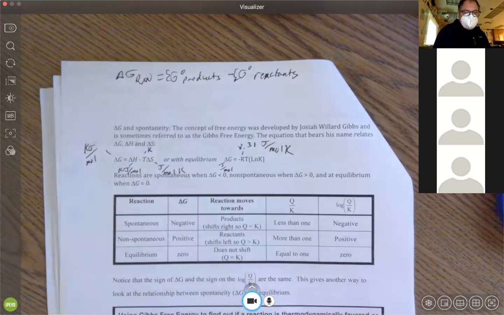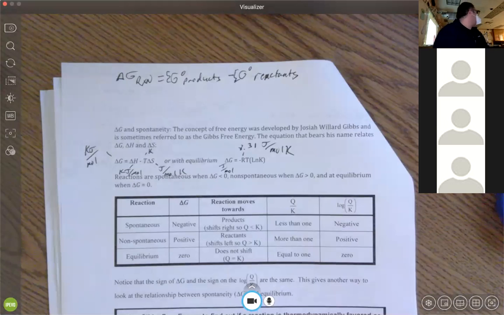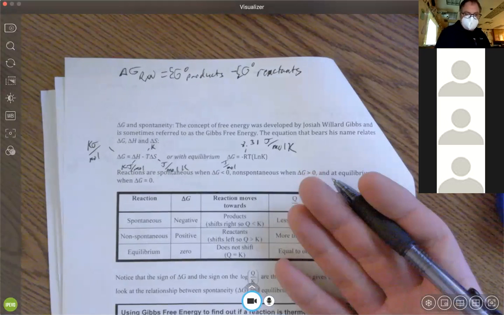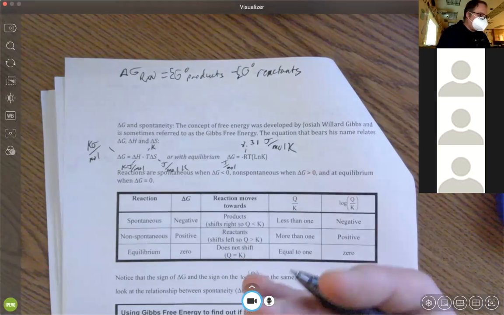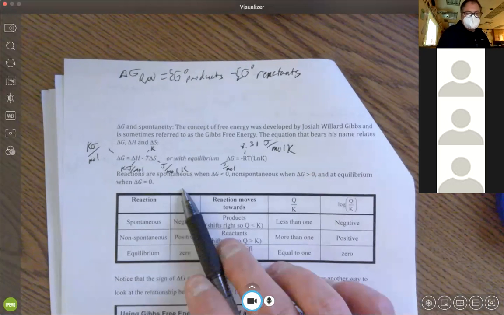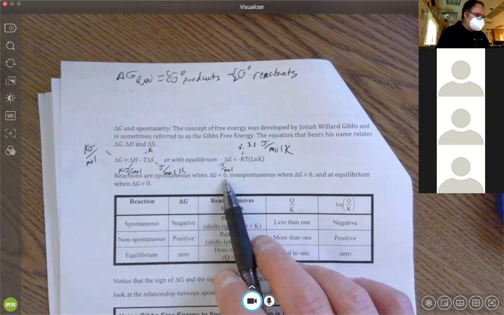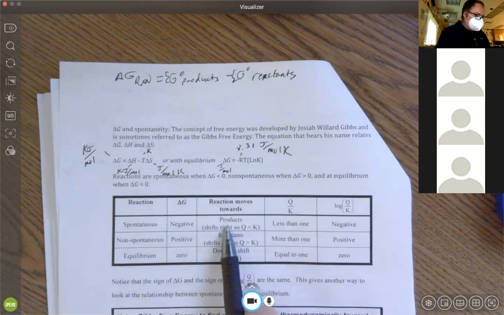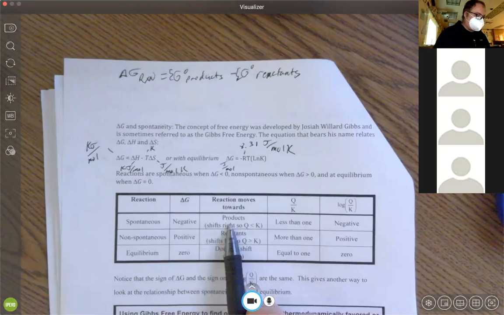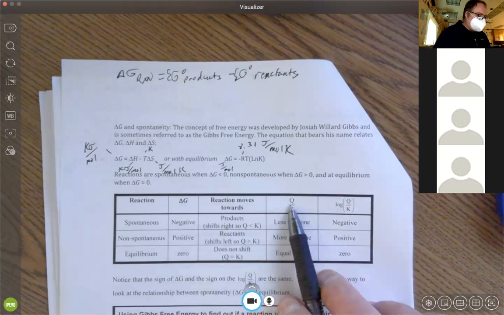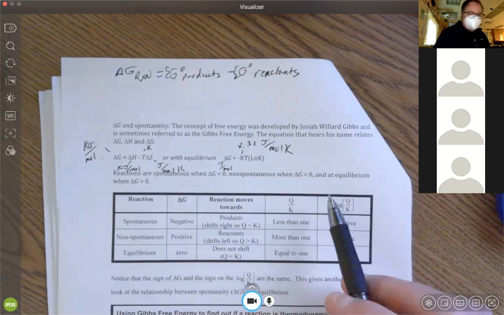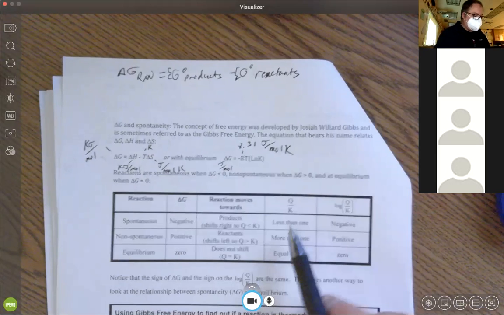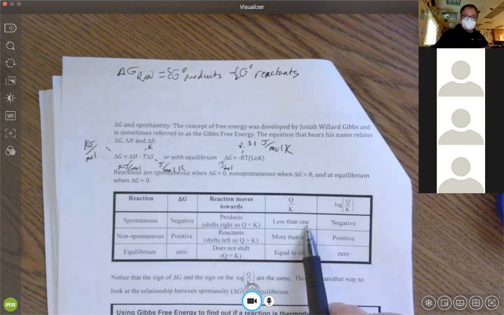Something like this piece of paper, we may need to add energy in order to have that happen. But if a reaction is spontaneous, delta G is less than 0. That means delta G is negative. It's spontaneous. That means that the reaction moves toward the right in formation of products. If we're making products, then the ratio of Q over K, if we had a Q, would be less than 1, because that means we're trying to get Q to K.